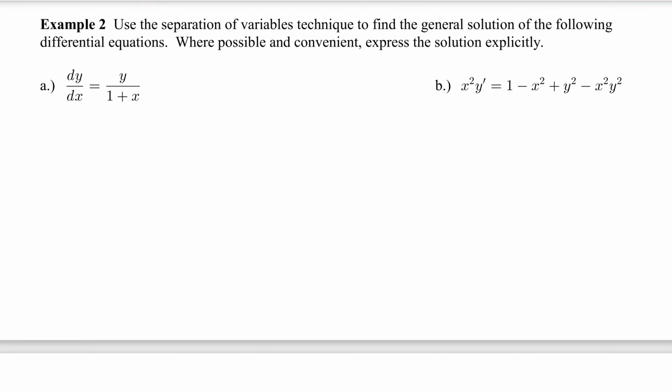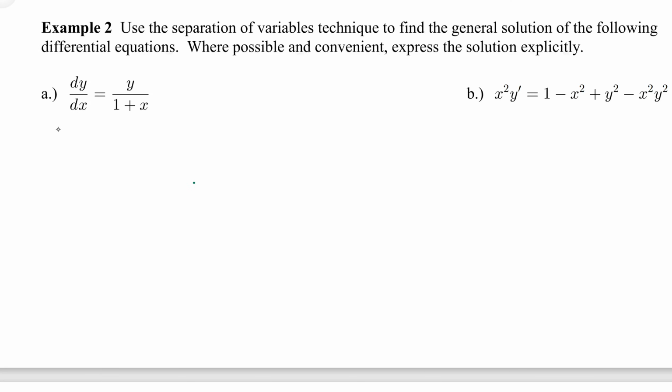On example 2, we'll use the separation of variables technique to find the general solution of the following differential equations. Where possible and convenient, express the solution explicitly. So in example A, we have dy over dx equals y over 1 plus x. First of all, notice this is separable. And we want to collect all the y terms on the left and all of the x terms on the right. So I'm going to do a little shortcut here.